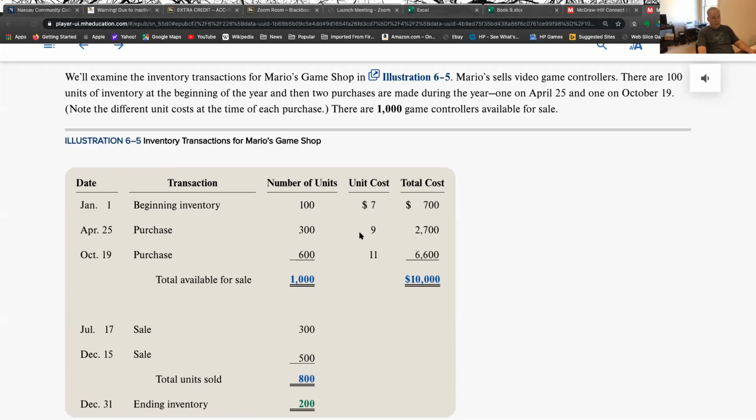This time they paid $9 a piece. That cost them $2,700. Then on October 19th, they bought 600 more games. This time they paid $11 a game. That's $6,600. So over the course of the year, how many games did they have? Right? 100 plus 300 plus 600 is 1,000 games. And those 1,000 games cost them $10,000.